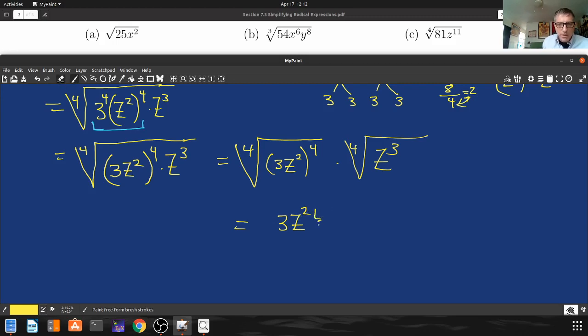So normally what we do is they don't write the times. They will write this as kind of like a coefficient, and it's kind of like they're pretending that the 4th root of z cubed is a variable term. Of course it isn't, but what I mean by that is they like to keep it on the right. So 3z squared times the 4th root of z cubed. Okay.